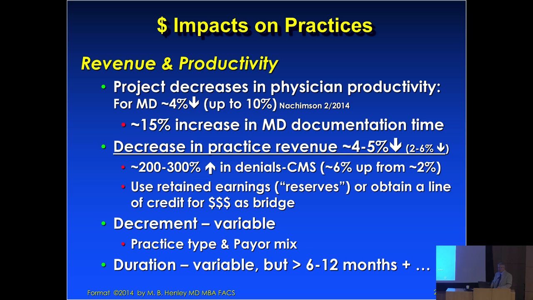CMS has suggested that denials will increase around 300% in their memorandum, up to 6% from the current 2% in CMS denials. Obviously, denials are slightly higher in commercial payers. Because of this decrease in practice and physician revenue, consultants have recommended using your reserves or retained earnings in your nonprofit or for-profit practices or obtain a line of credit as a bridge. The decrement in physician productivity and the length of that will be variable, and it'll depend on the type of practice you have as well as your payer mix, but some pundits have suggested this will be in excess of 1 year and perhaps in perpetuity.